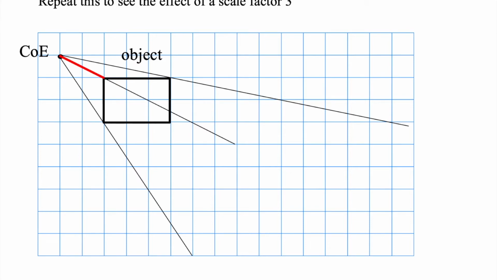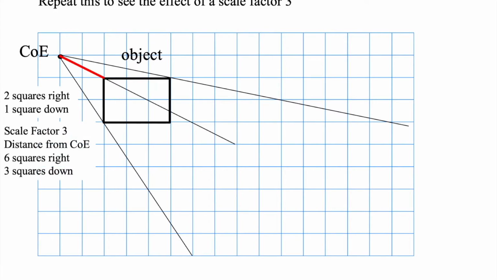So that means you will say, with the scale factor of 3, this point here, from the center of enlargement, it is 2 squares to the right and 1 square down. Multiply what you just did by 3. So that part multiply by 3, this part multiply by 3, or literally from there, do what you did the first time 3 times. So scale factor of 3, that would be 6 and a 3, and you put a point there.